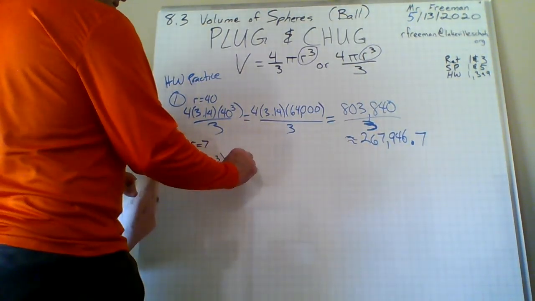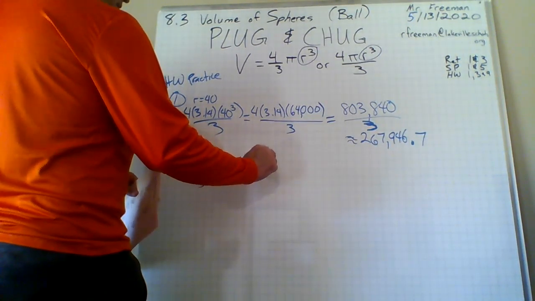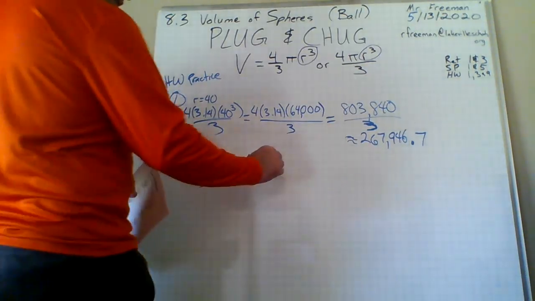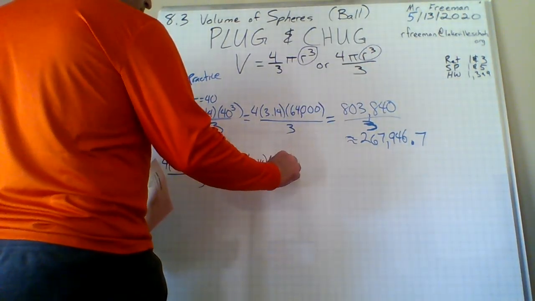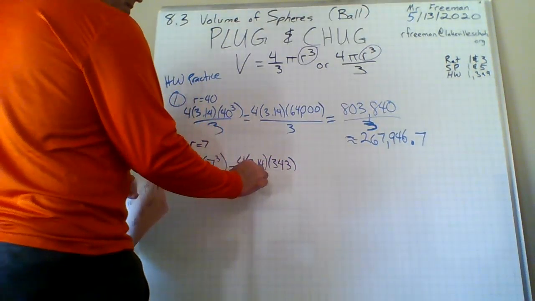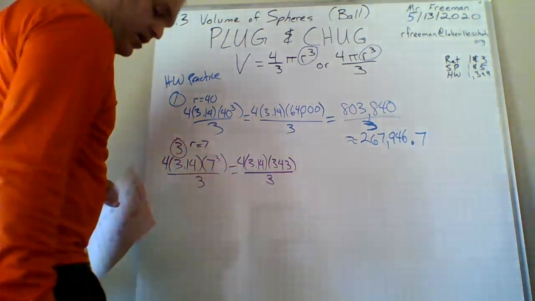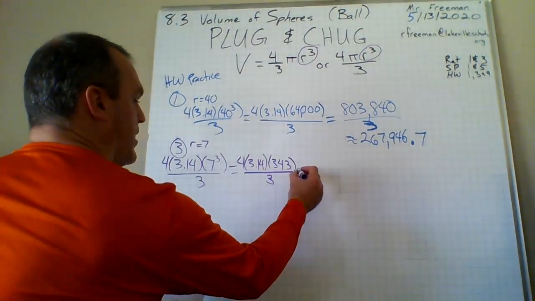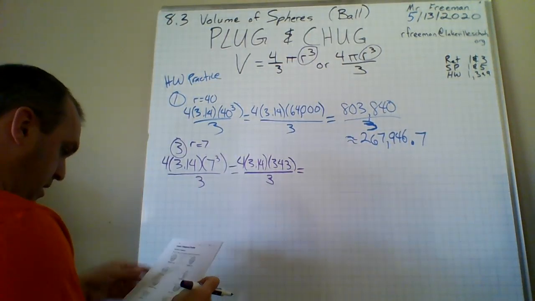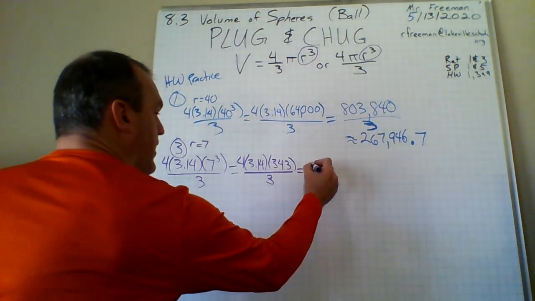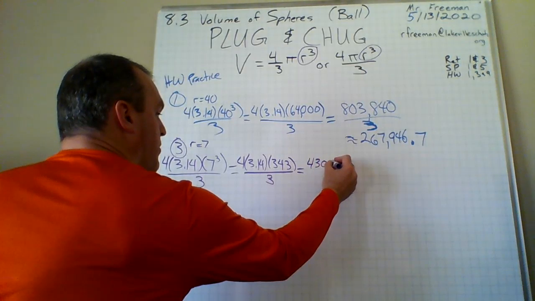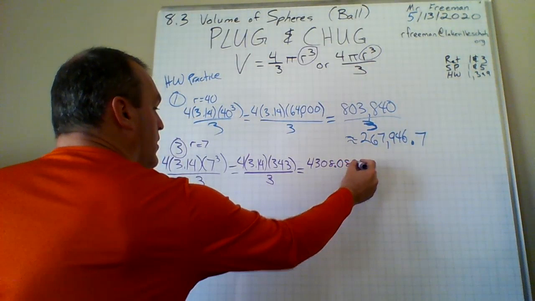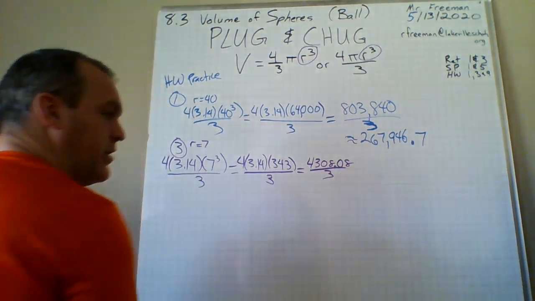So let's watch. This is still going to be 4 times 3.14. Okay, then 7 cubed is 343. Then we're going to divide that by 3 to get a volume of a sphere. When I multiply all those guys together on the top, I'm going to get 4,308.08, and I'm going to divide that guy by 3, remember.